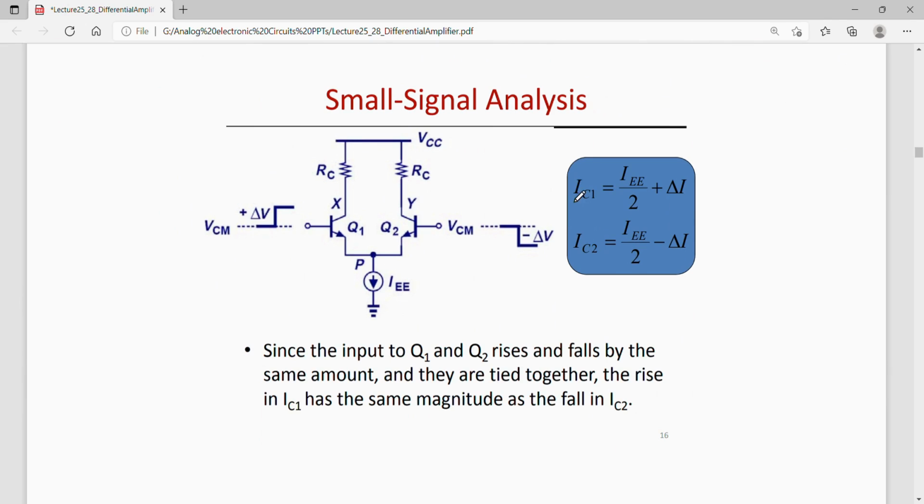Now one can also perform the small signal analysis. So let us say that at the inputs of these two transistors there is a differential change in the input. That is, the input at transistor Q1 rises by delta V, and the input at transistor Q2 falls by the same amount delta V.